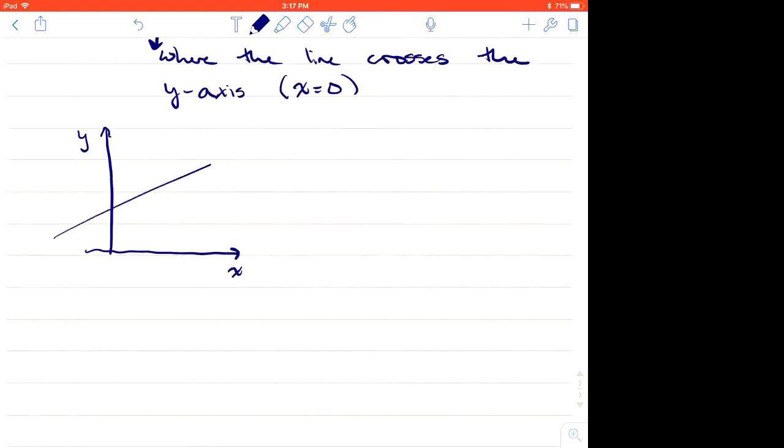So, you have a line here, y equals mx plus b, whatever the line is. This point where it's crossing the y-axis is the intercept, because this point where the axes intersect, that's where you're at 0, 0. So here you're at x equal to 0.